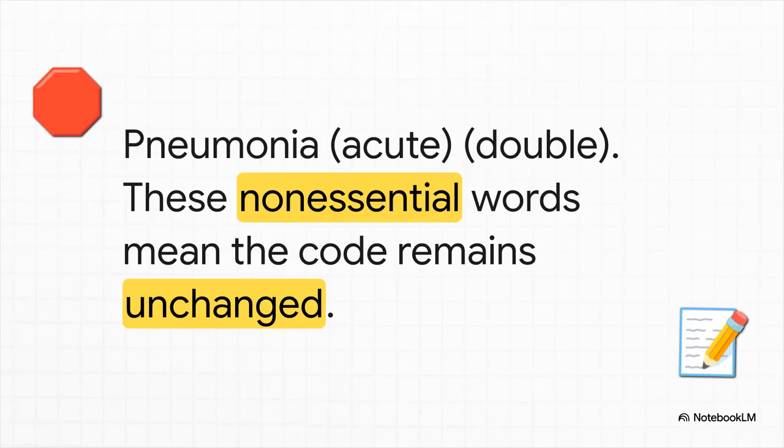Let's look at another example just to really drive this home. Take the phrase pneumonia (acute) (double). Whether the doctor writes acute double pneumonia or just plain old pneumonia, they all point to the exact same code block. The presence of those parenthetical words simply means the code remains totally unchanged.